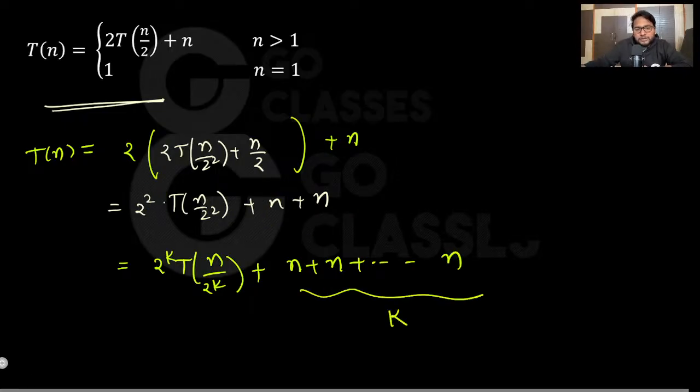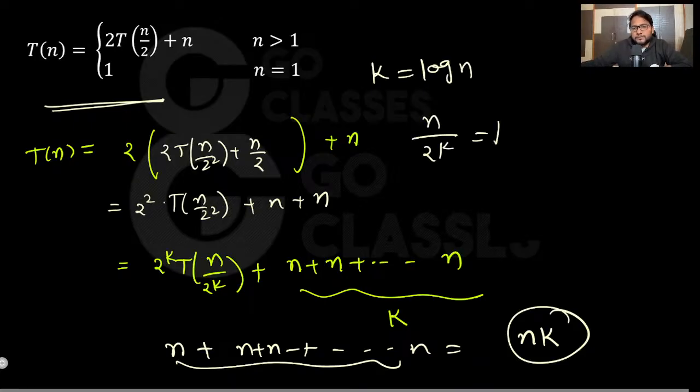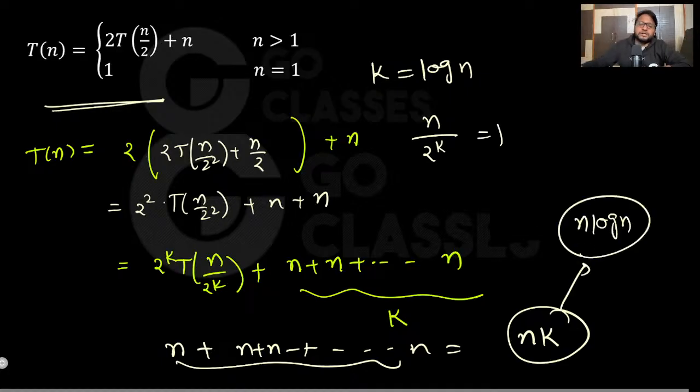Okay, let's assume that this 2 power k is n. So this will be again n into t1, which is just 1, right, plus n, which is k plus 1 times. So can you tell me what is the answer here? This is n into k or n plus 1 into k. And what is k? K I have assumed to be log n, or maybe you can say that I have assumed that n upon 2 power k is 1. So that's why this is n into k, which is n log n. Okay, n log n is the correct answer here.